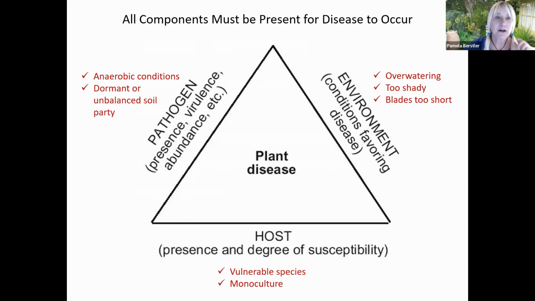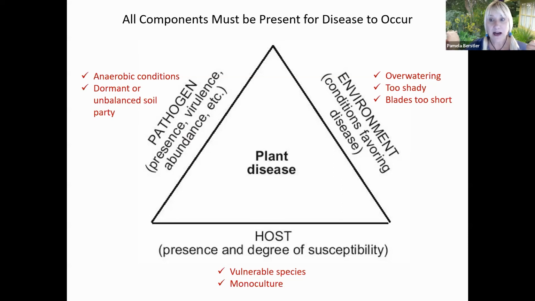All three components have to be present in order to get a disease. It has to be an anaerobic condition, because remember, pathogens are anaerobes for the most part. So you need to have some kind of anaerobic situation, and a soil party that is not activated, for example, is another thing besides anaerobic.